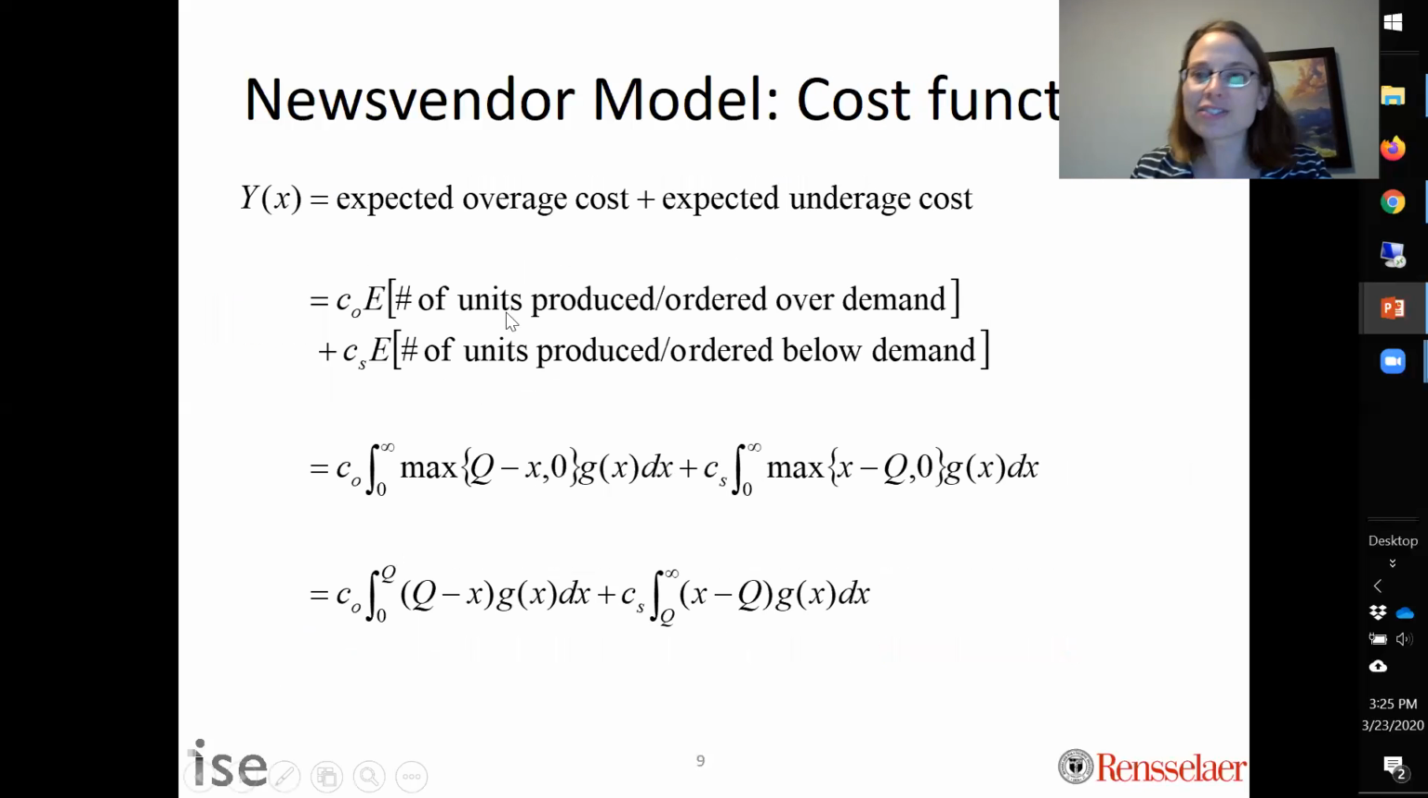All right, so how do we determine Q star? Similar to what we did in the EOQ model, we need to think about a cost function, and we want to minimize that cost function.